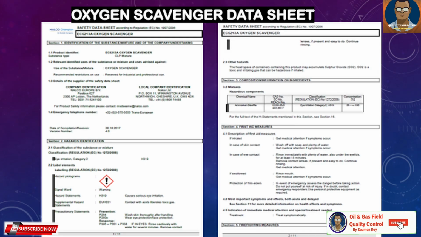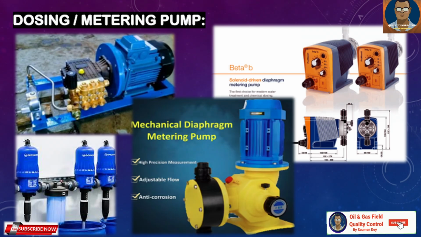Here are some safety data sheets which are supplied by the oxygen scavenger manufacturer. Just for your information, this is how it looks; it is a mandatory attachment. Dosing and metering pump. This is the pump from where we are injecting the oxygen scavenger or biocide into the system. So what is a dosing or metering pump?